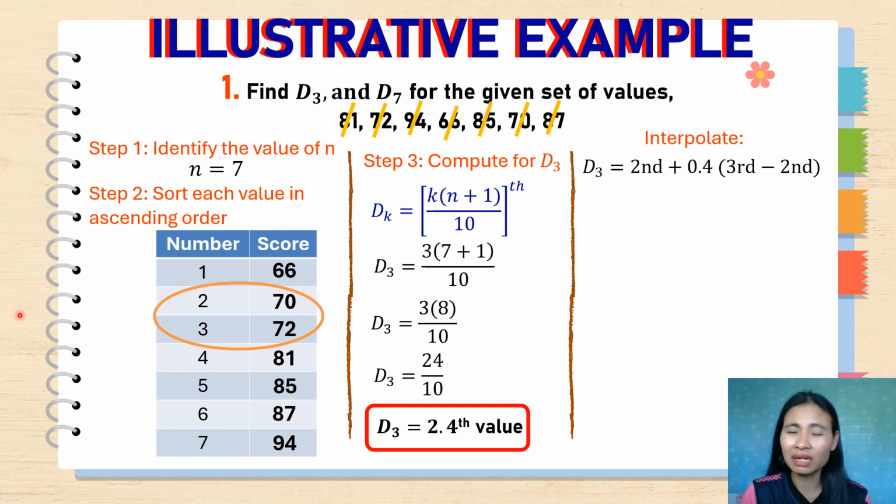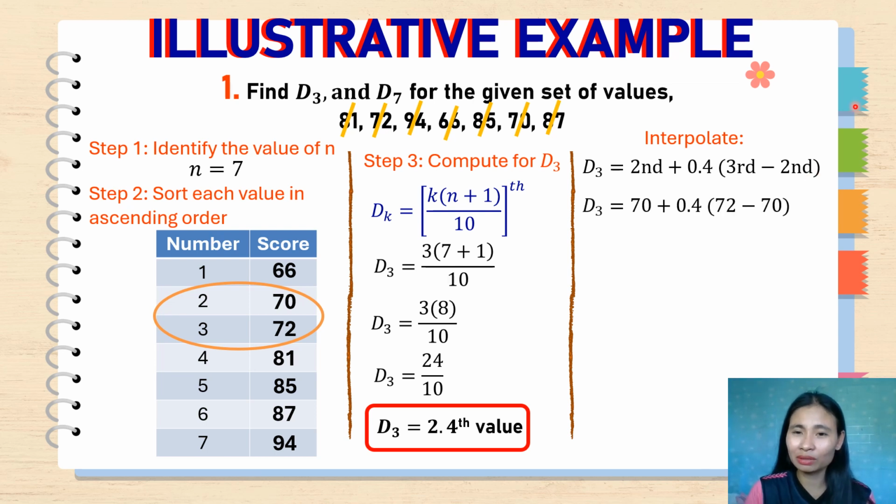So D sub 3 is equal to the second value plus 0.4 times the quantity of the third minus the second. Now, how did we get this expression? Since the lower limit is 2, the second value, plus, where did I get 0.4? Our decimal value here is 0.4. That is where it was taken from. Times, in between the two, the third value minus the second value.